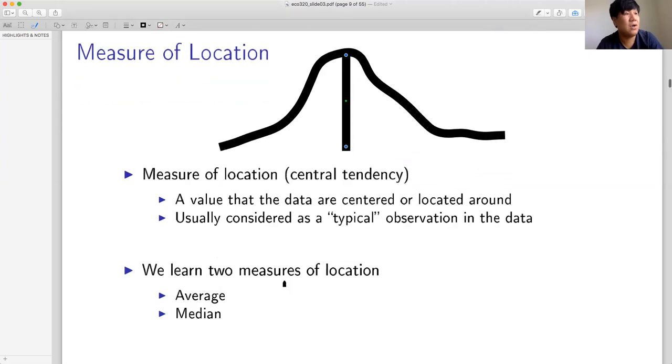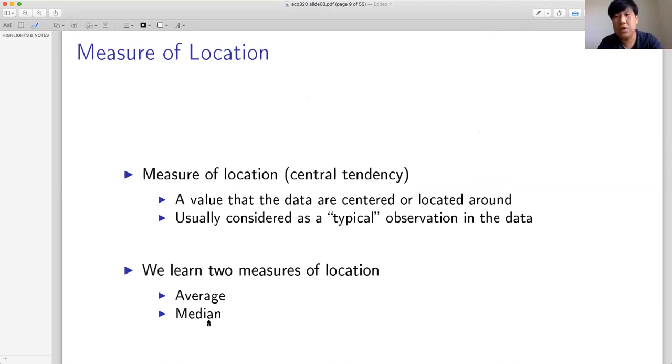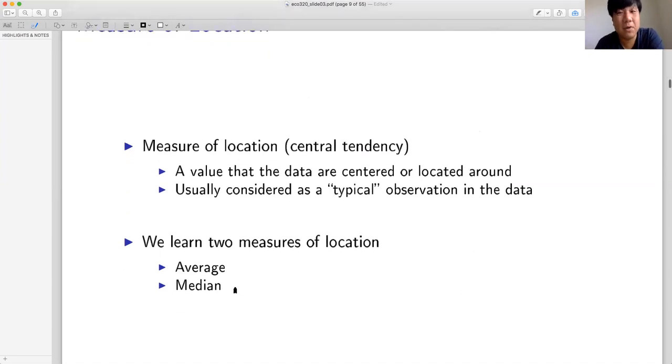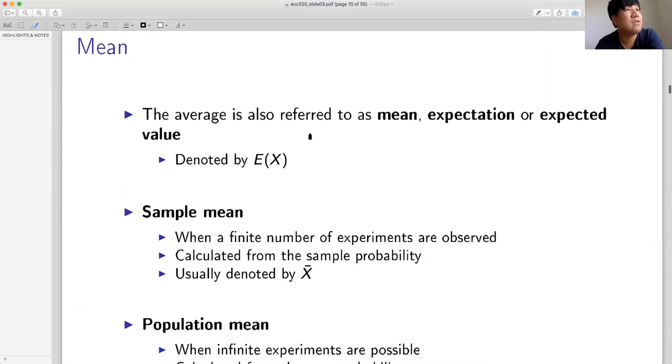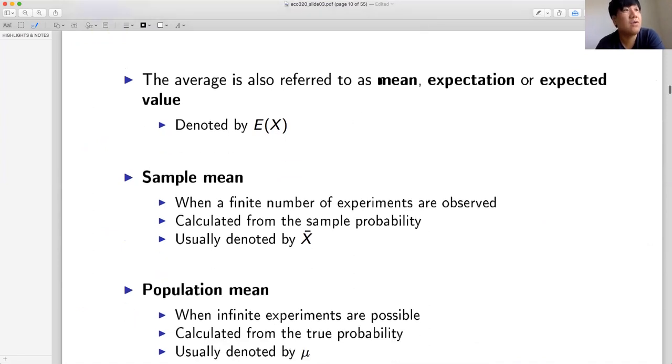So we learn 2 measures of location. The first thing is the average, and the other is the median. Those are quite similar concepts, but the outcome might be really different based on our data set. The average is also referred to as the mean, expectation, expected value, and this is like a notation for mean. So when I say, okay, what is the expected value of something? I'm asking what is the average value of something. I told you before that mean and average are the same. Again, we have another notation, expectation or expected value.